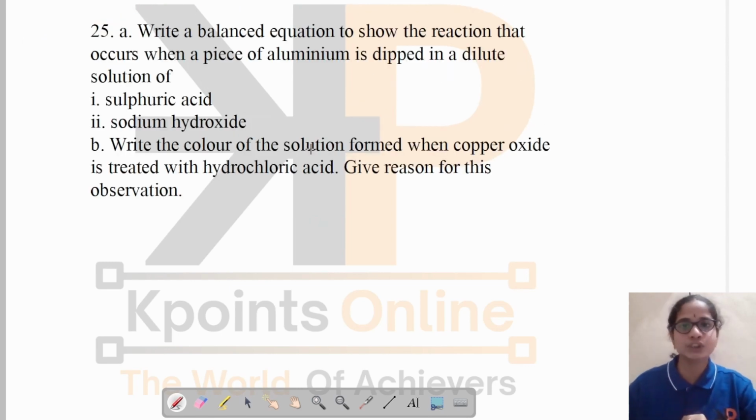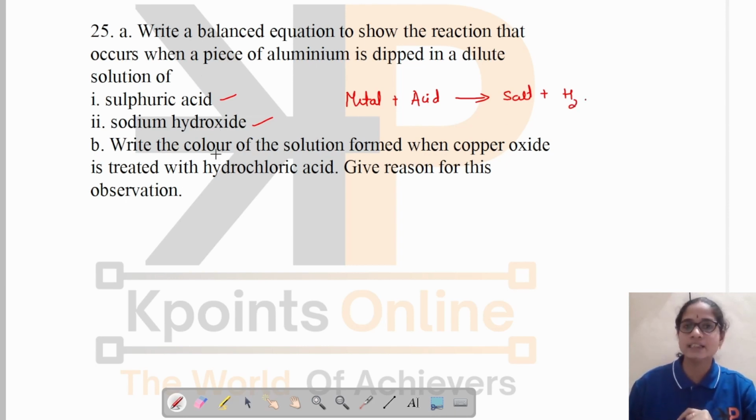Okay, next. Write a balanced equation to show the reaction that occurs when a piece of aluminium is dipped in a dilute solution of sulfuric acid and sodium hydroxide. Can you remember, this is a reaction between metal and acid. What do we get when metal and acid react? We get salt and hydrogen gas. So let us take this given example, that is aluminium reacts with sulfuric acid. Let us try to write the reaction here.